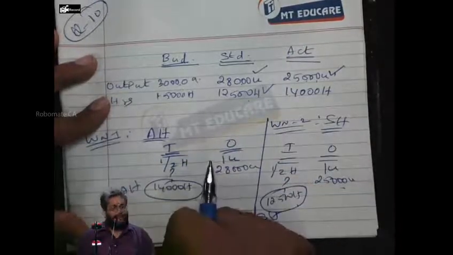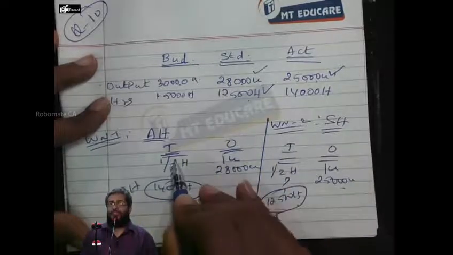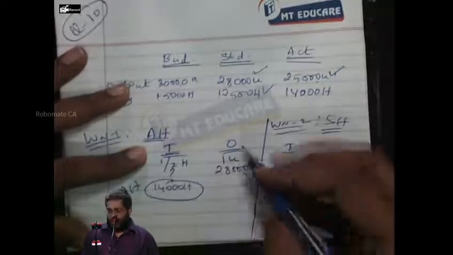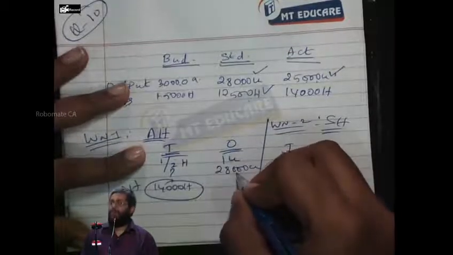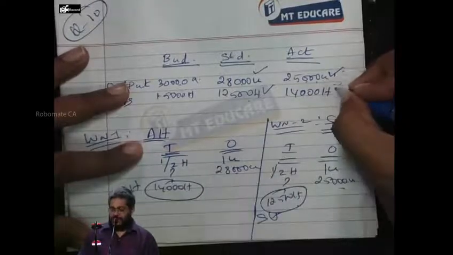Respond yes or no? And actual hours. Actual hours is 1 unit, half an hour. How many units standard output? 28,000. This standard output is for what hours? Actual hours. So how many actual hours here? 14,000 hours I found out.